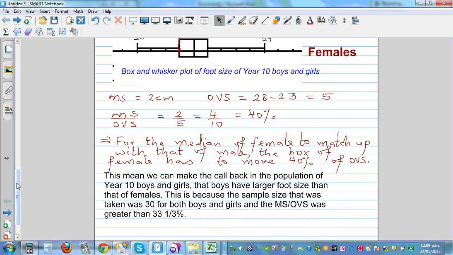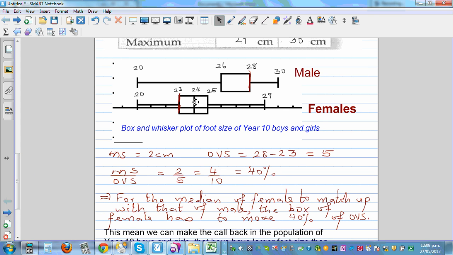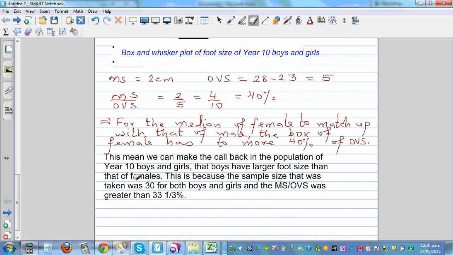So in both these cases, one thing that is very obvious is you can also talk about the overlap. There is no overlap between the boxes, and that's one thing that I didn't say. Just looking at the boxes, you can see there is no overlap. The median shift divided by overall visible spread is greater than 33 1/3%. And so we can make the call back in the population of year 10 boys and girls that the boys have larger foot size than that of females.